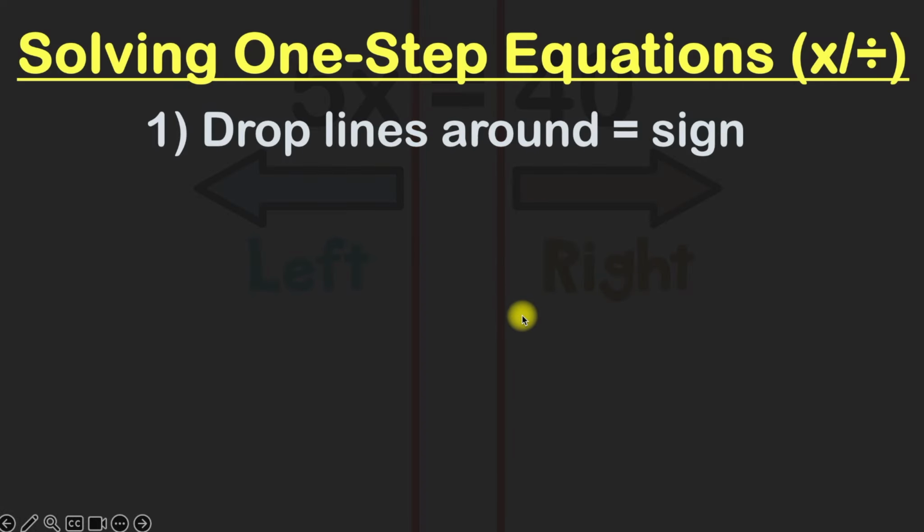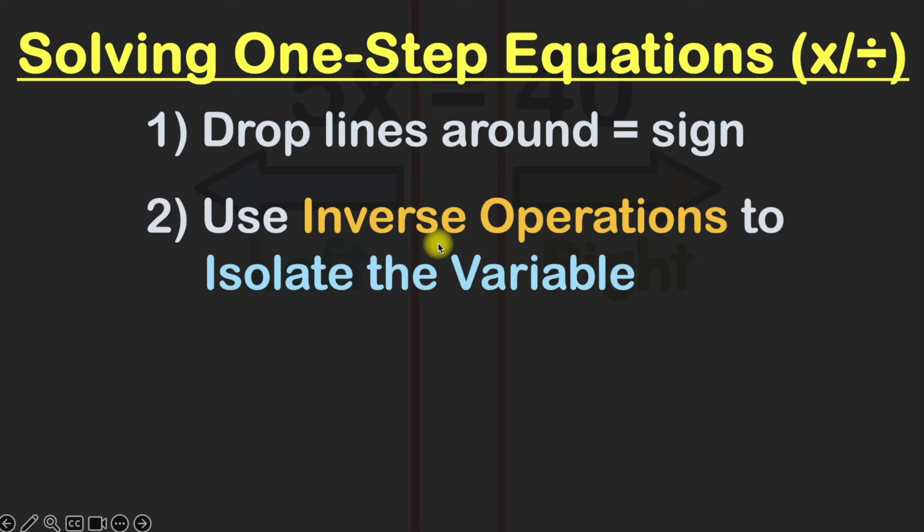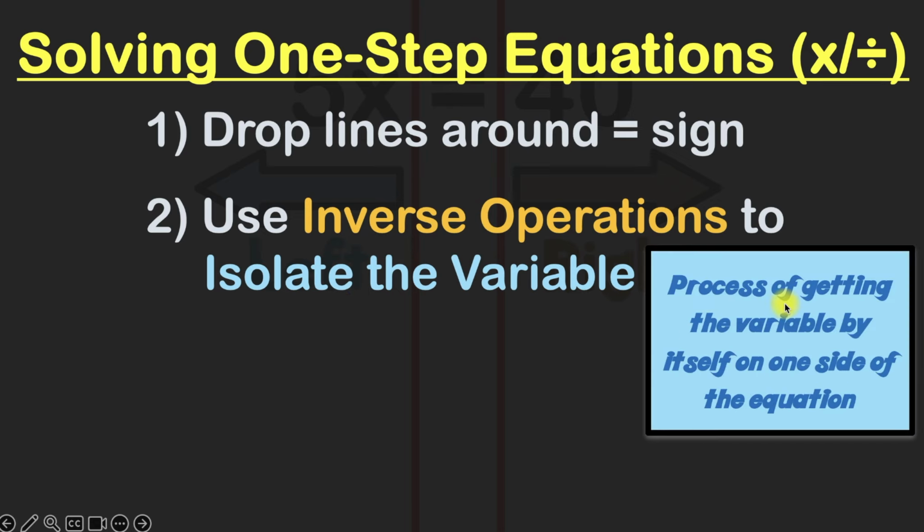The next thing we should do is use inverse operations to isolate the variable. In case you don't know, isolating the variable just refers to the process used to get the variable on one side of the equation by itself. It doesn't matter if it's on the left, and it doesn't matter if the variable is on the right. All that matters is that the variable is by itself. And that's just what the word isolate means, to be alone.